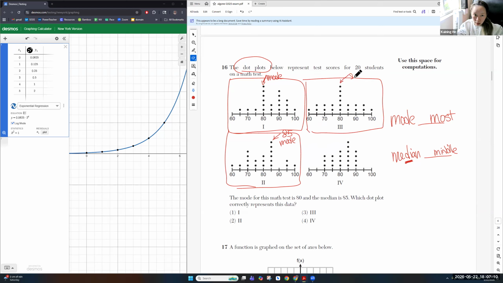$80, perfect. Right here, 80 is the mode. Once again, mode is like the highest column, whatever is containing the most amount of dots. All right. And then save the answer for Chris. Chris, what is the mode in the fourth picture?